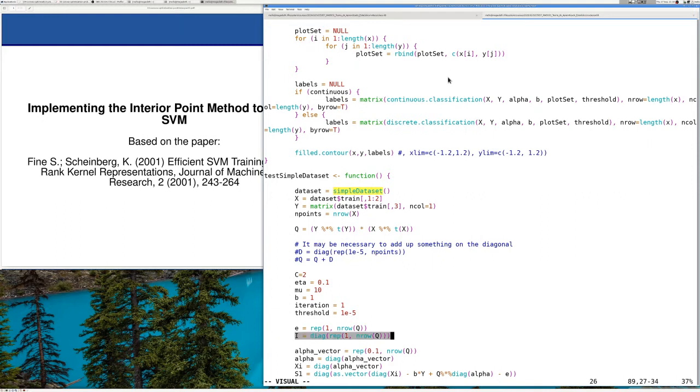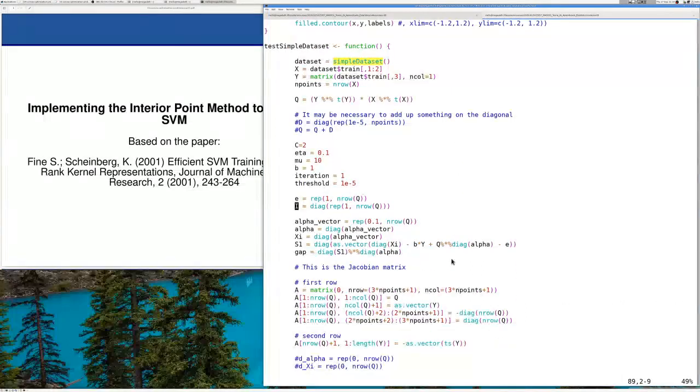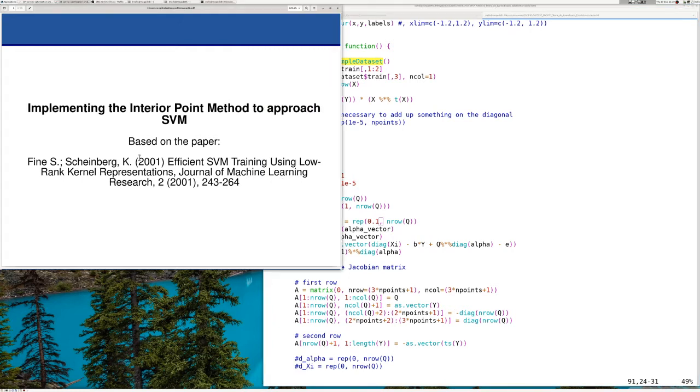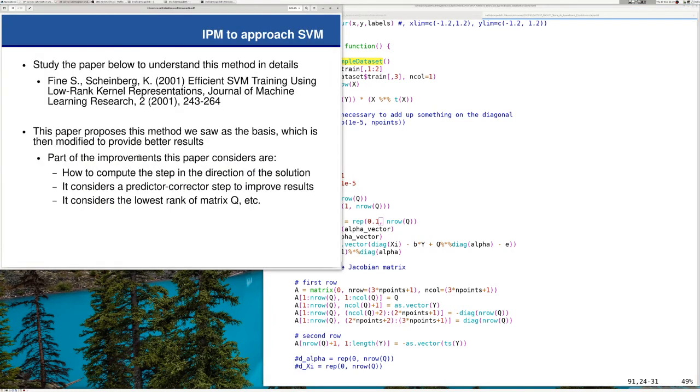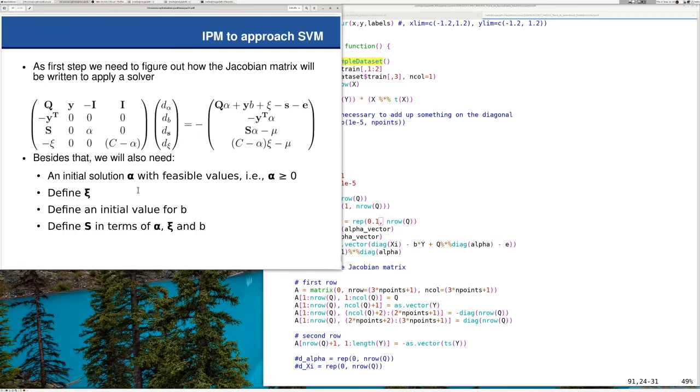My diagonal matrix with ones, number of elements, 200. Repeat those 200 elements and transform them into a diagonal matrix. That's my identity matrix. Going down. Here I have some initial alpha vector. I just decided to define alpha equal to 0.1. That's greater than 0, as you guys know. We discussed that in the previous video.